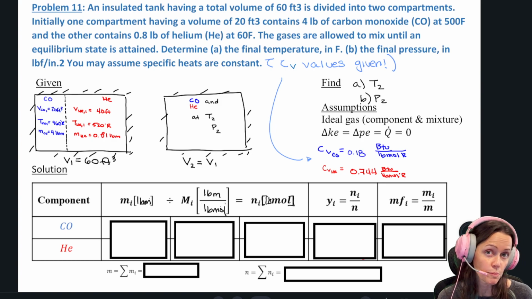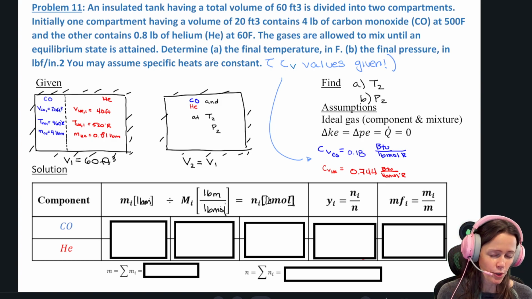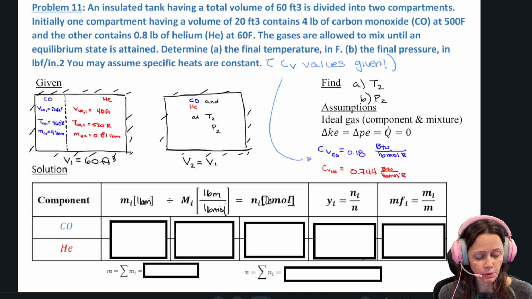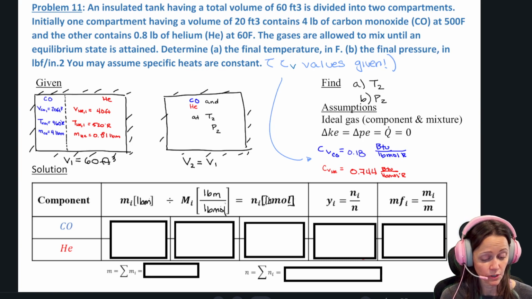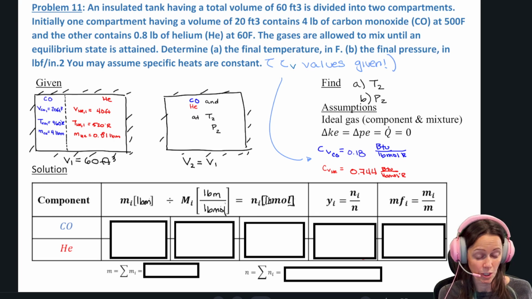It says you can assume specific heats are constant. You can go through a reasonable process of figuring out those CV values. The CV for helium is kind of hidden in your table, so the likelihood is I'm going to give you any CP or CV values that you need if they're hidden, or if it's not obvious what temperature to take them at. For example, here it's not obvious because normally you would take those CV or CP values at the average temperature, and T2 is unknown, so you don't really know what that average temperature is.